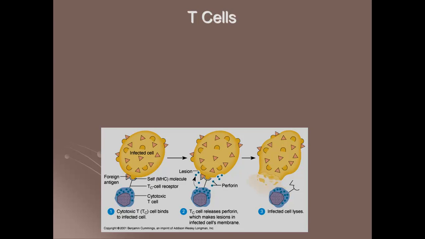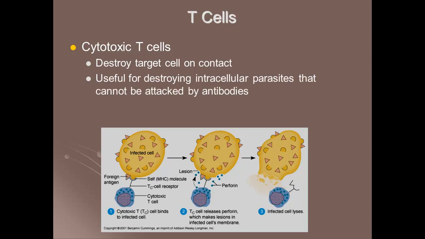The cytotoxic T cells destroy their target cells on contact. So the target cells are usually cells that are infected. Okay? So it's useful for destroying intracellular parasites that cannot be attacked by antibodies. So basically, the cell has been infected. So it's not on the outside, it's on the inside. And you know that B cells, the antibodies, can't get to the inside of a cell, so we need the T cells, preferably the cytotoxic T cell.